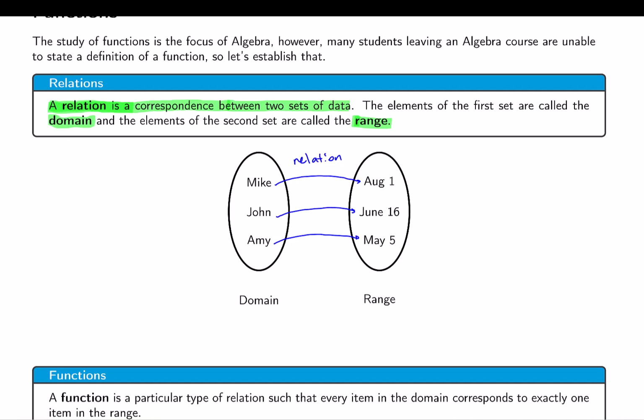Now, it's a one-way thing, all right? It doesn't necessarily mean that August 1st is directly related to Mike in any particular way. It's a one-way relation here. So we have the domain, the starting point, connected to the range, the ending point. Now, there might be a reverse relation. It doesn't really matter. Right now, all we're considering is one way.